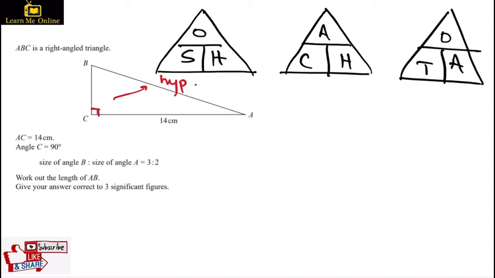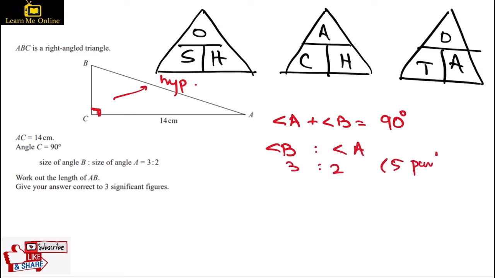We know that the angles in a triangle add up to 180 degrees. If this is 90 degrees, then angle A plus angle B would be another 90 degrees. The ratio of angle B to angle A is 3:2. So altogether there are 5 parts, and I'm going to split this 90 into 5 parts.